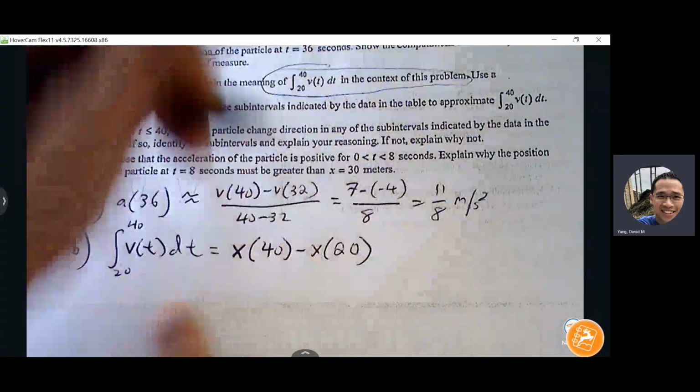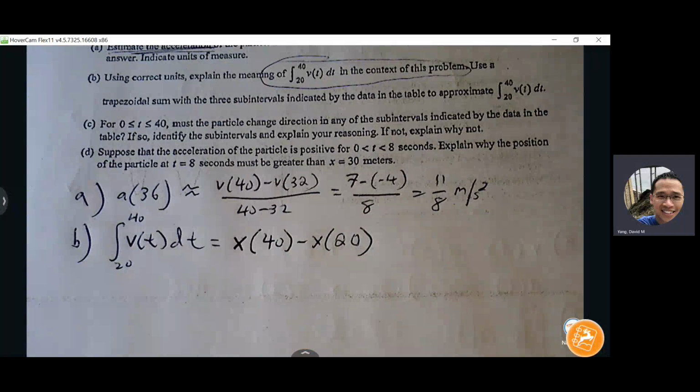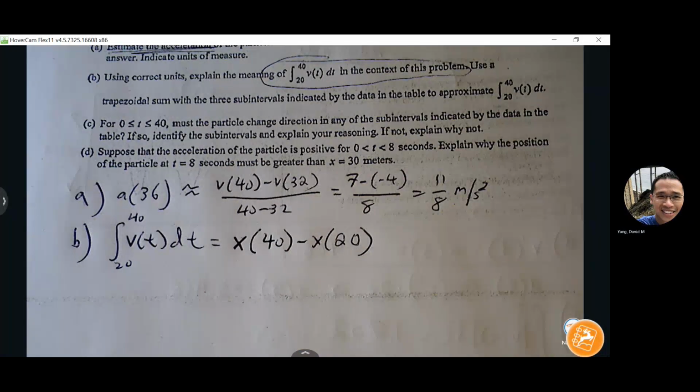So this feels a little bit more concrete. What does this mean? How can we represent that in words? Change in position of this particle in these 20 seconds.